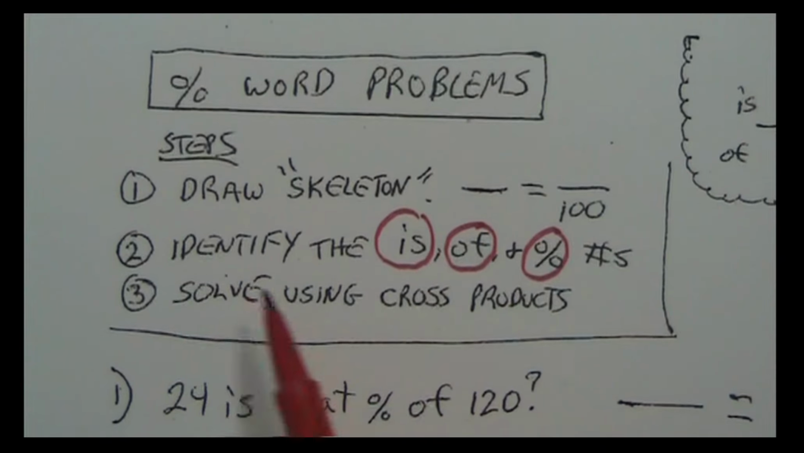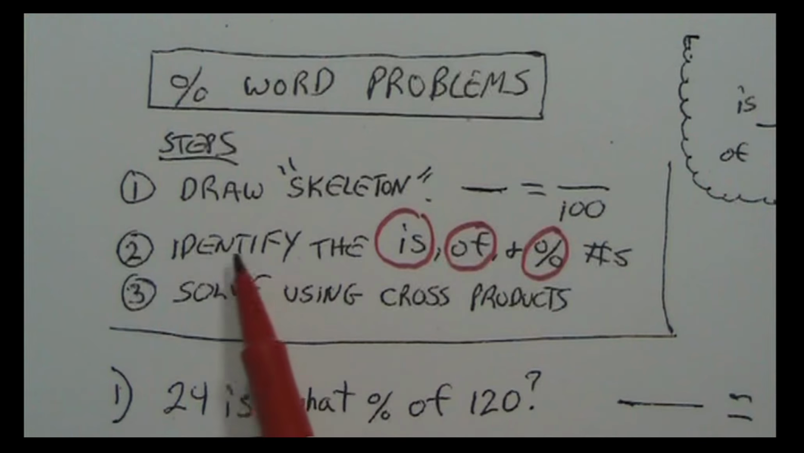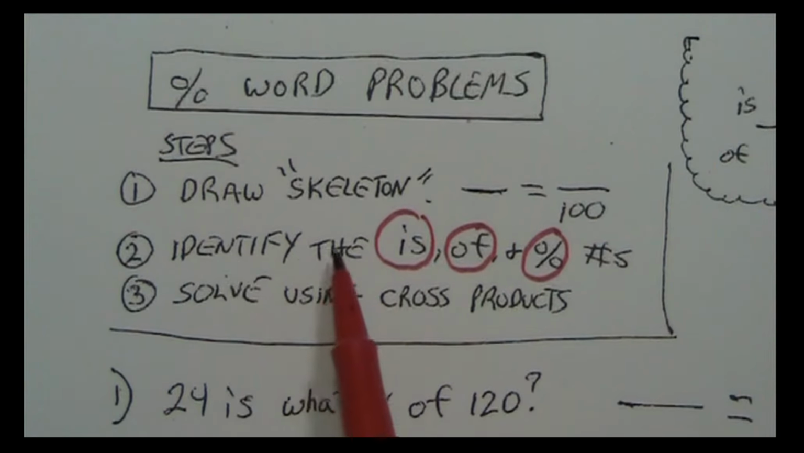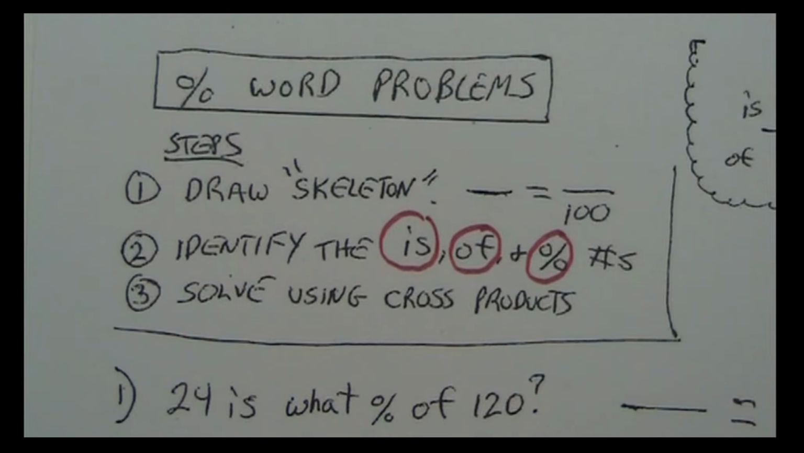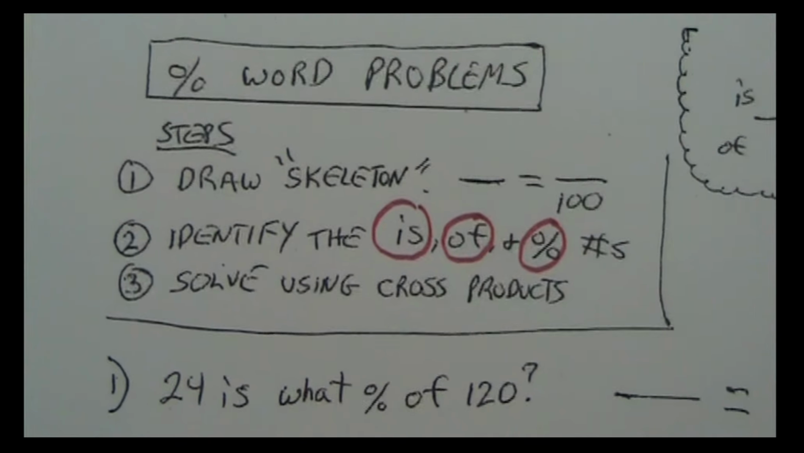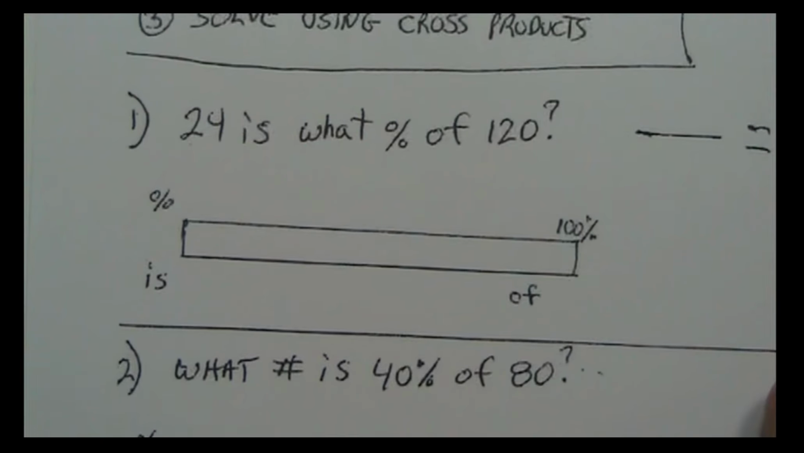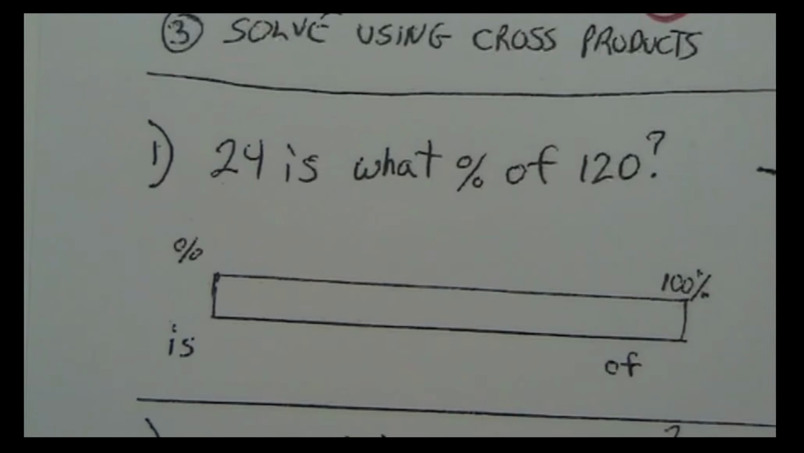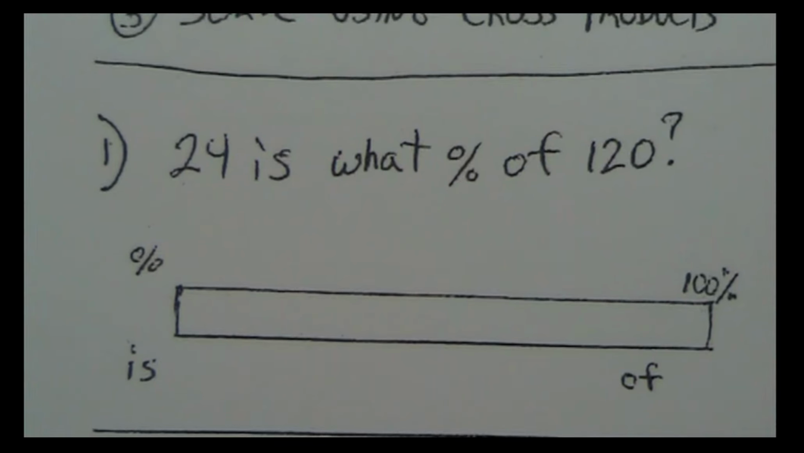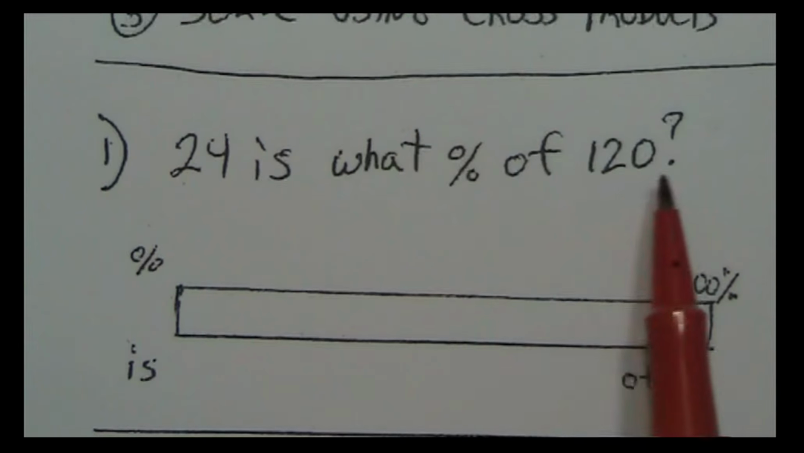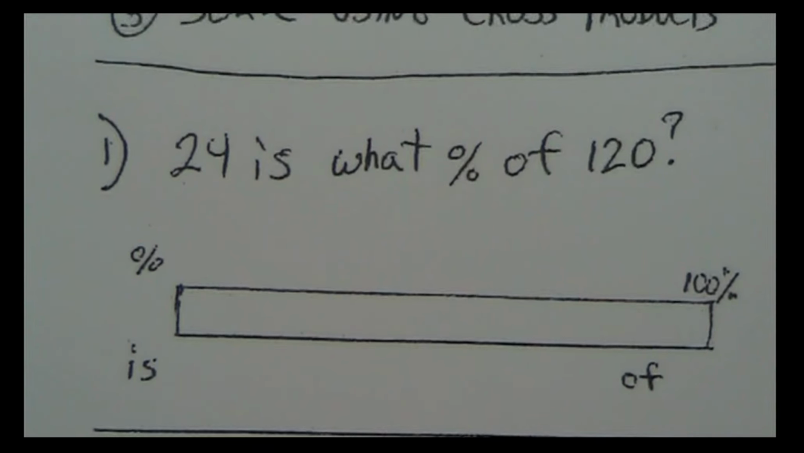All right, I'm going to go a little bit out of order, and let's first identify the is, of, and percent numbers. Let's do that first. So let's take a look at this one. It says, 24 is what percent of 120?